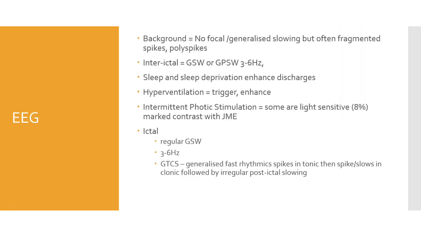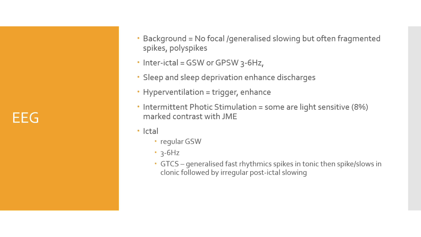So in terms of the EEG, the background activities should usually be fairly unremarkable. There should be no focal slowing or generalized slowing. This is a little bit in contrast to childhood absence epilepsy, where one can get these posterior slow waves, which we've talked about. However, within the background, it's often not fully normal because there are often fragmented spikes and polyspikes embedded within it.